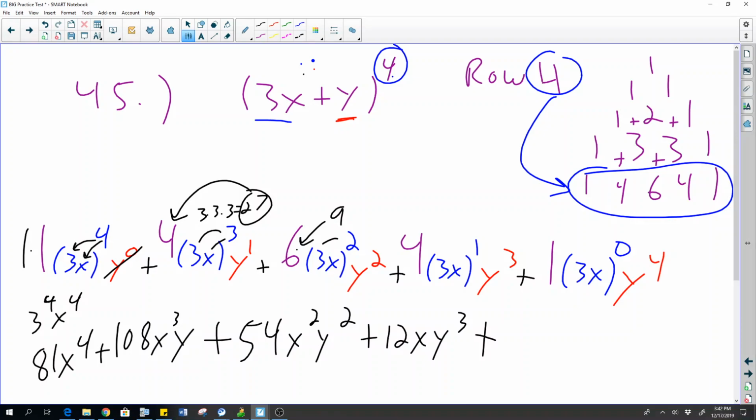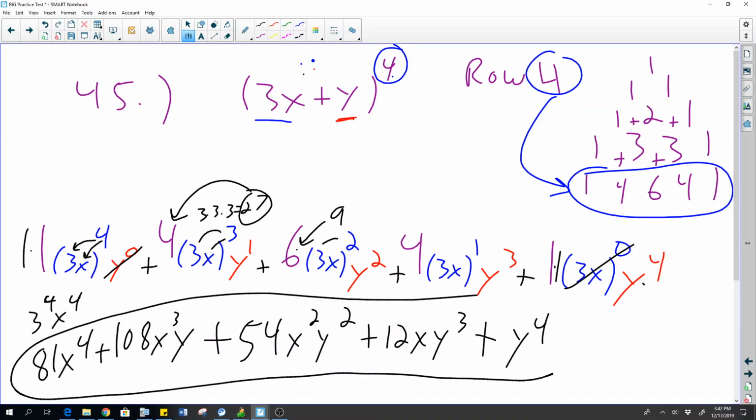And then, last but not least, anything to the 0 power. Do you remember what anything to the 0 power is? Just a 1. It goes away, becomes a 1. So we're just left with y to the 4th power there. So there's our Pascal's problem to help you on the semester final review. So that's Pascal's.